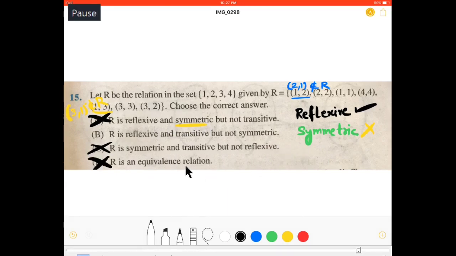The last one says this is an equivalence relation, which includes symmetric, but our relation is not symmetric, so this option is also incorrect. You can see with only these two checks I have removed 3 options, and it is very clear that option 2 is correct. So many times when you are attempting MCQs in competitive exams, or preparing for JEE or some other exams, or in our CBSE board exam, take care of this.